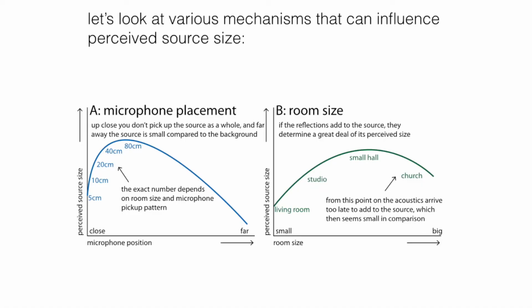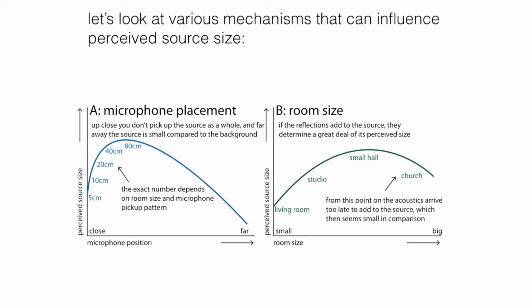So I thought it would be a good idea to finish this class by looking at all the mechanisms I could think of that play a role in your perception of source size. I'm going to be presenting you with 6 graphs, each laid out in a similar manner. On the vertical axis, always there is perceived source size, and on the horizontal axis, a particular variable that we'll be looking at. So in graph A, that variable is microphone placement, and then microphone distance to the source.